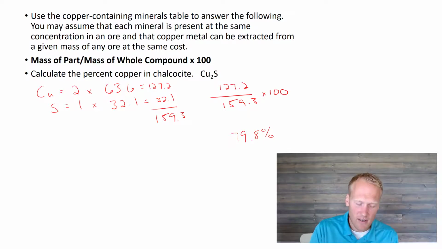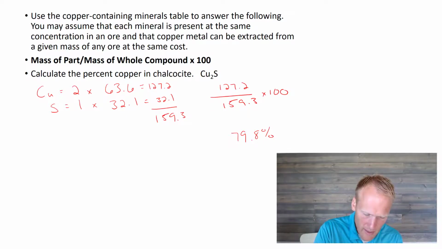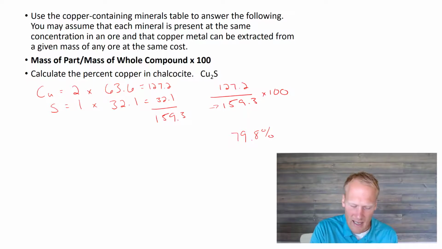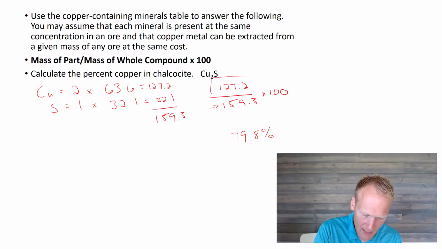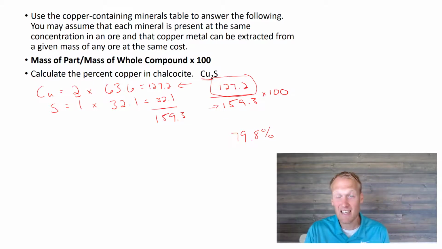Couple things to note here. First of all, my total mass is everything added together. And second of all, the copper that I'm using has to include both coppers because there are 2 coppers in the formula. And I want to account for both of them.